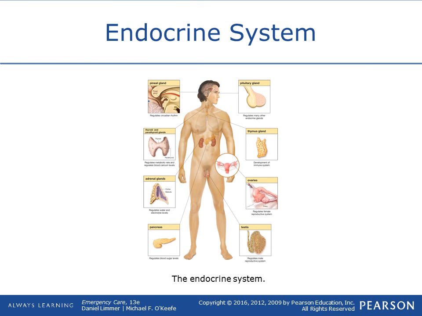So you see here some different glands of the endocrine system. The thymus gland assists with the development of the immune system. Adrenal glands help regulate water and produce epinephrine. The pancreas produces insulin to control blood sugar levels, and various other aspects in those.